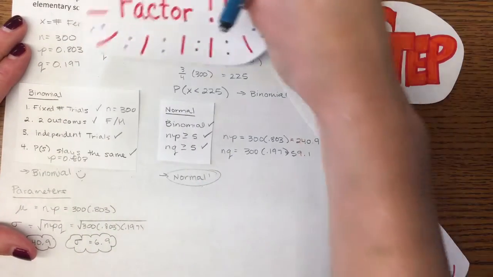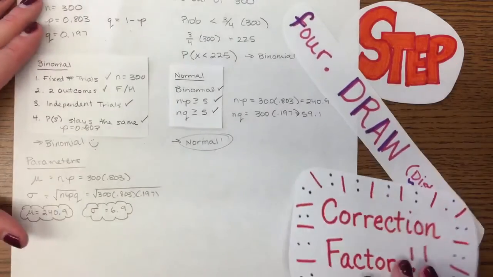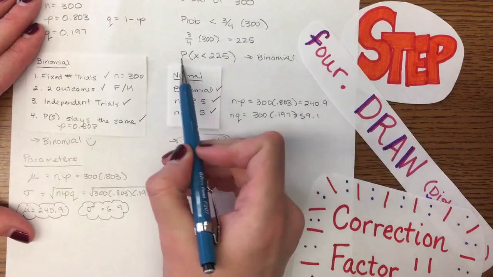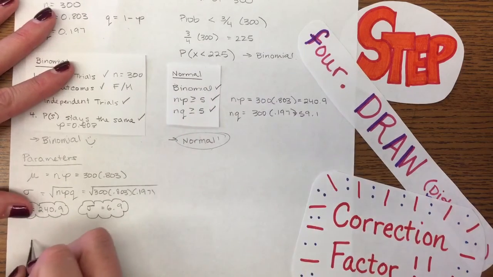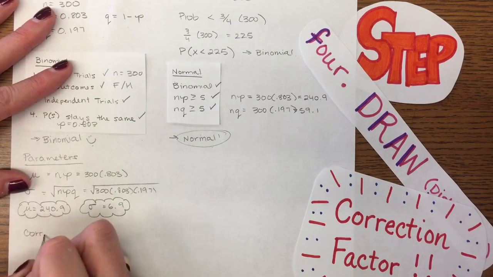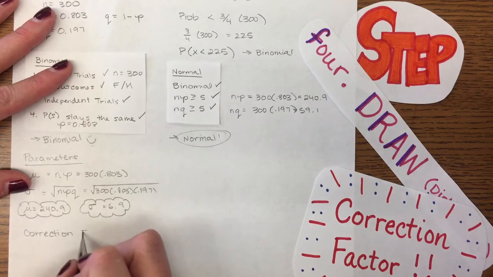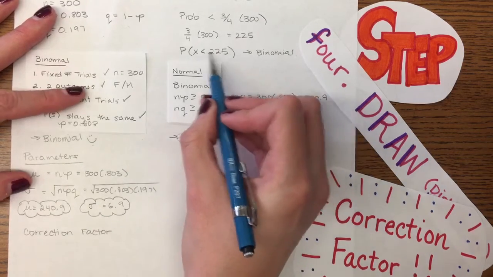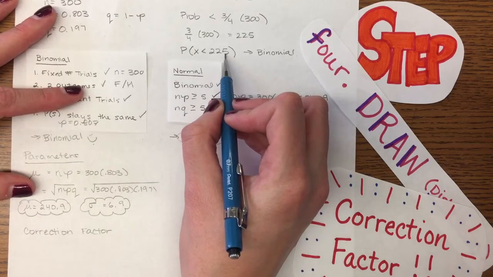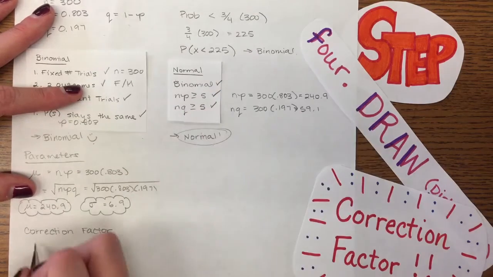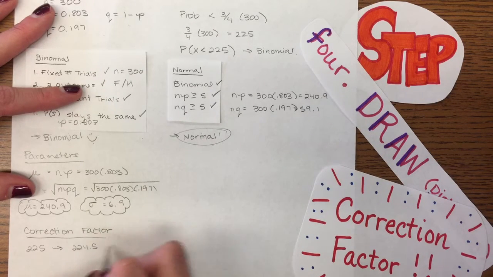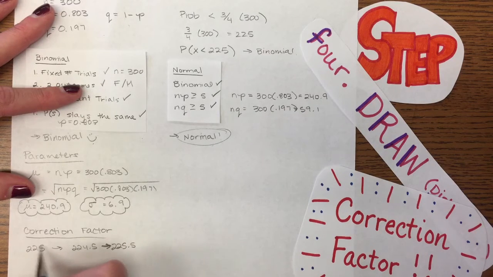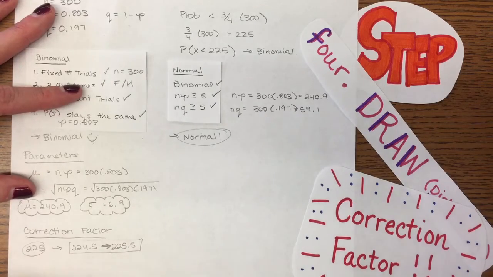So the idea of a correction factor comes because this probability that I'm calculating is for a binomial distribution. The value of my x is 225 for this binomial distribution. But because I'm using it as a continuous, 225 is really 224.5 all the way up to 225.5. We take 225 to be this range of values.